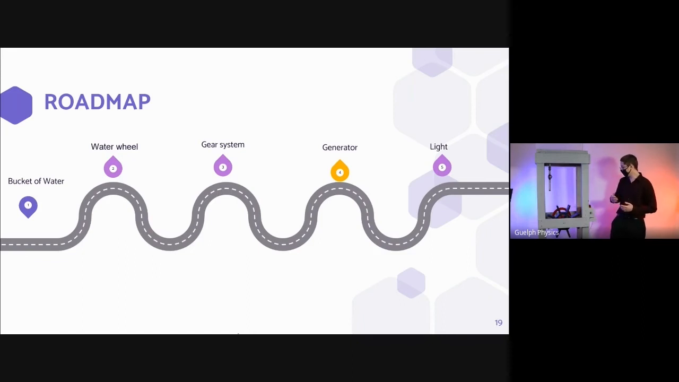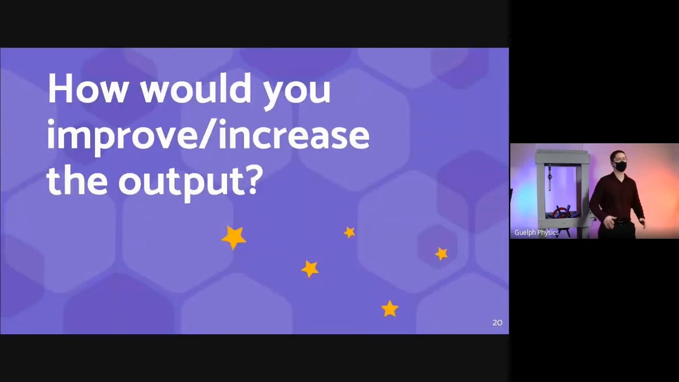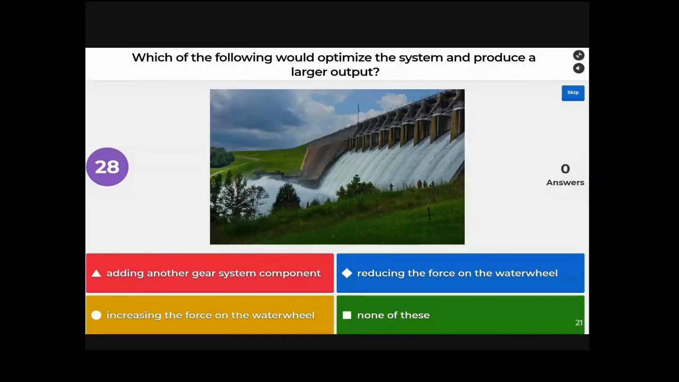So now that we've seen how this whole system works together, I want to pose an idea. We want to ask you guys, how could you change the system to improve or increase the output? So how could you change it such that you get more electricity out? And so we have a poll for you guys. Which of the following would optimize the system and produce a larger output, more lights in the houses?